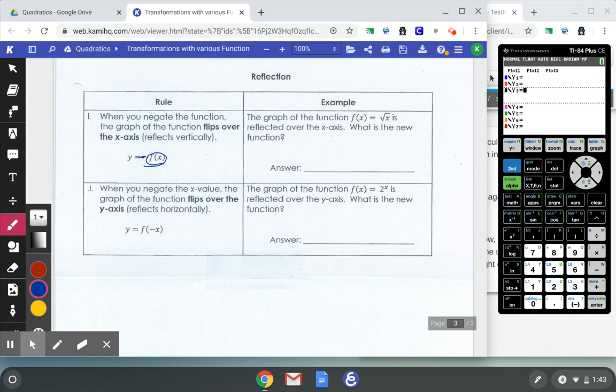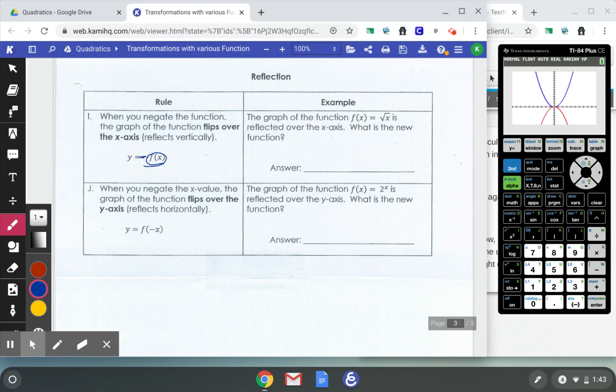And I'm going to go back to, just so I don't have to type in this absolute value all the time. Let's say you had the function x squared. Okay, now watch what happens. If I multiply x squared by negative, look at how it just flips that graph over the x-axis.